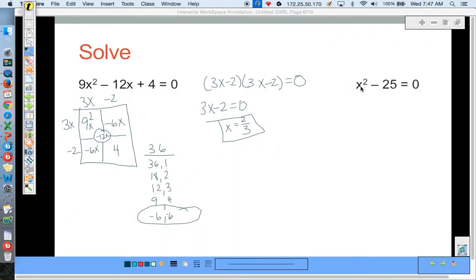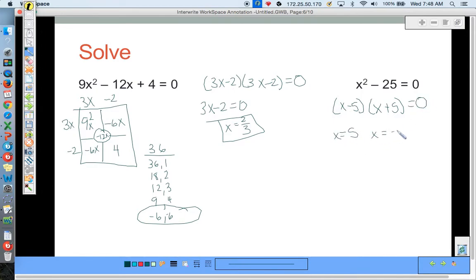Now this last one, you might notice there's not 3 terms, but we can do difference of squares here. x minus 4, x plus 5 equals 0. So we have x equals 5 and x equals negative 5.